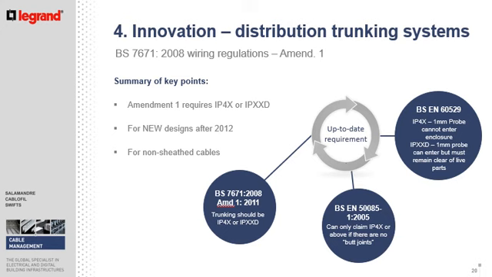To briefly summarise the key points, Amendment 1 of the Wiring Regulations, 17th edition, requires IP4X or IPXXD. This was for new designs after 2012. This was for non-sheathed cables. This gives compliance with the standards as shown on the screen. This also follows into the 18th edition of the BS 7671 wiring regulations.